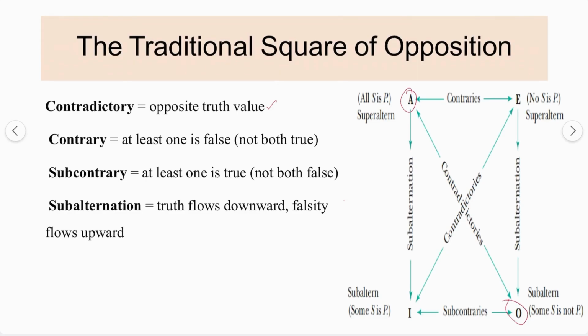Subalternation: truth follows downwards, meaning that if A is true, I will also be true. If E is true, then O will also be true. But falsity follows upward, in the sense that if the I proposition is false, then A will be false. If O is false, E will be false. So truth flows downwards and falsity flows upwards. We'll discuss some exercises, some questions, so it will be clear.